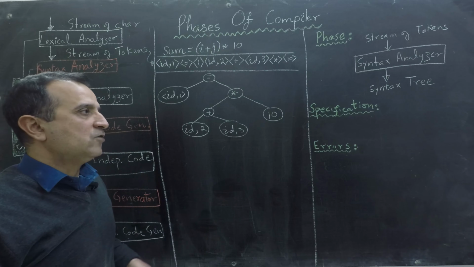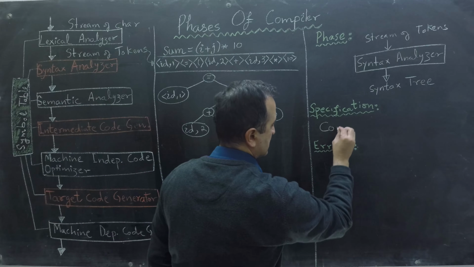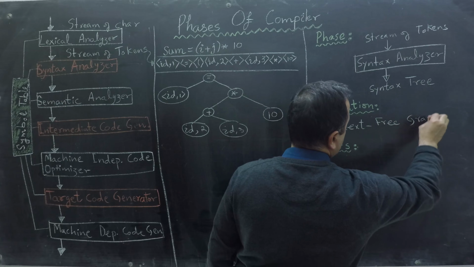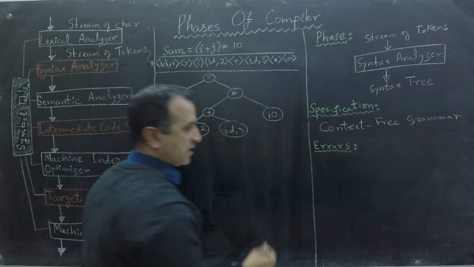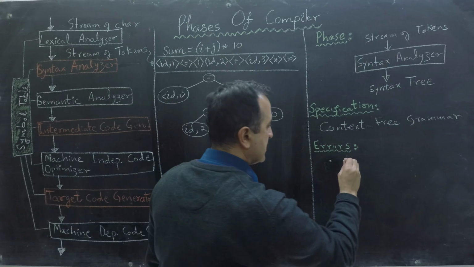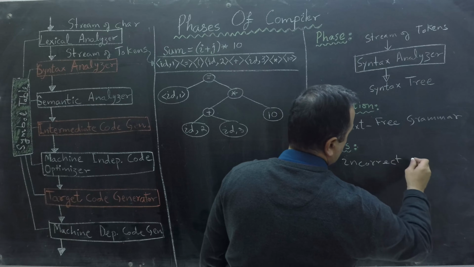Now the next question is how to write the specification of this phase. We can use context-free grammar to write the specification of this phase. And what kind of errors are produced by this phase? There are lots of errors regarding the syntax of the language that are produced in this phase. For instance, if I have incorrect use of parentheses, then we will get this error in this phase. Similarly, if I have incorrect use of keywords, then we will produce errors in this phase.